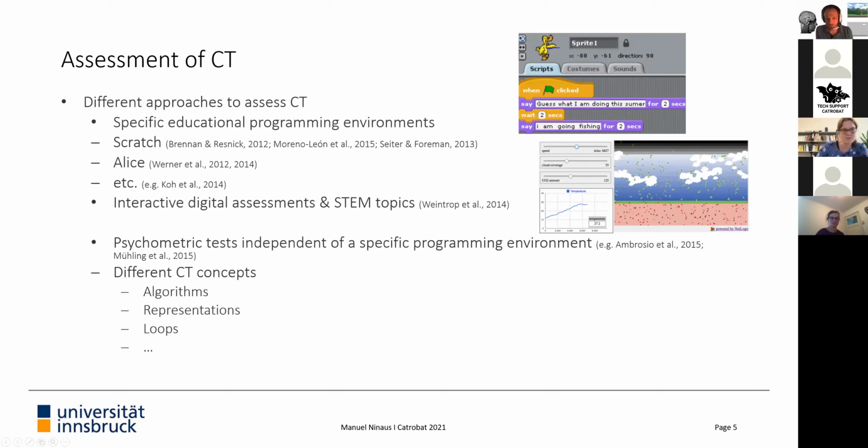And an initial effort to assess CT psychometrically was, for instance, taken by Mühling, who designed a summative assessment tool focusing on specific programming concepts. But as different as the definitions of CT are, as different are also the concepts considered, or at least the terminology considered to be part of CT. Since we already heard a lot of this already today, just some examples of the CT concepts considered. So what I mainly want to say is that on the level of assessing CT, there is quite some variability, and there are also quite a few different psychometric assessment approaches of CT.